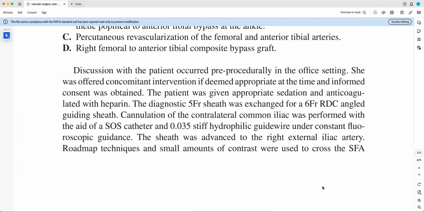Discussion with the patient occurred procedurally in the office setting. She was offered concomitant intervention if deemed appropriate, and informed consent was obtained. The patient was given appropriate sedation and anticoagulated with heparin. The diagnostic 5 French sheath was exchanged for a 6 French RDC angled gliding sheath. Cannulation of the contralateral common iliac was performed with the aid of an SOS catheter and a 0.035 stiff hydrophilic guide wire under constant fluoroscopic guidance. This was advanced to the right external iliac artery. Roadmap techniques and small amounts of contrast were used to cross the SFA.